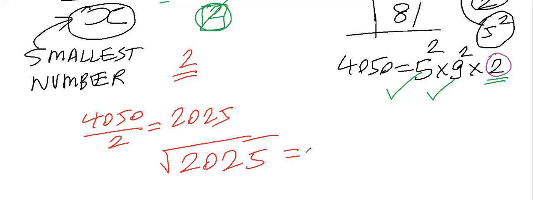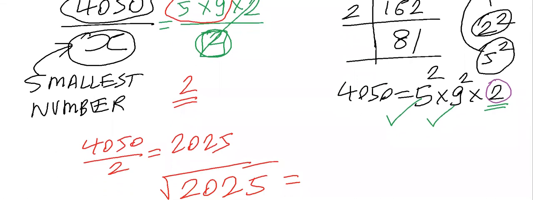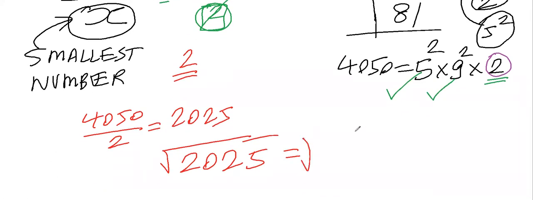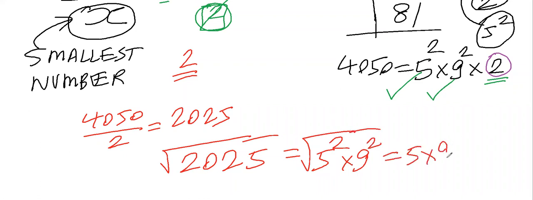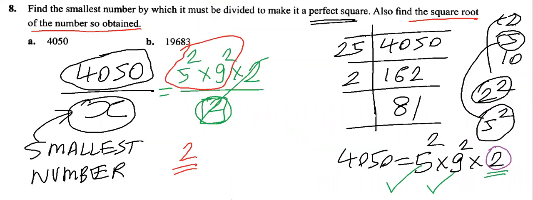So what will this answer be? Here this is 5 square and 9 square. So I can write this as 5 square into 9 square, which is nothing but 9 into 5. So 9 fives are 45. So the second answer is 45. Now have you understood this or not?